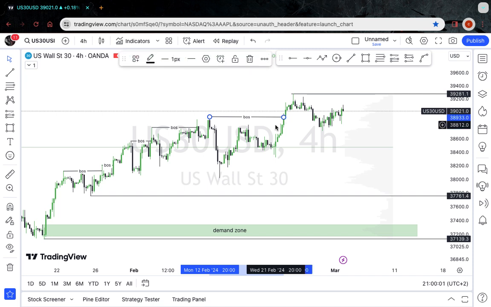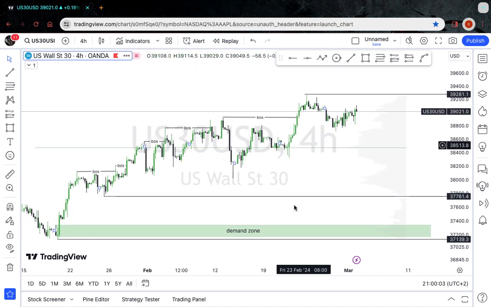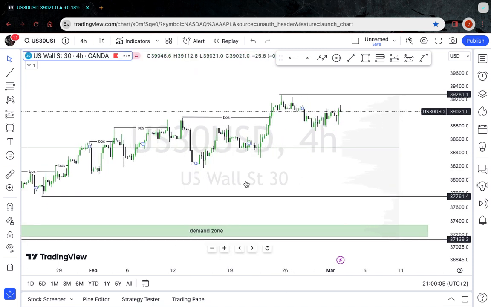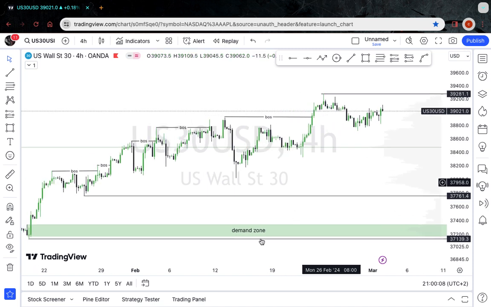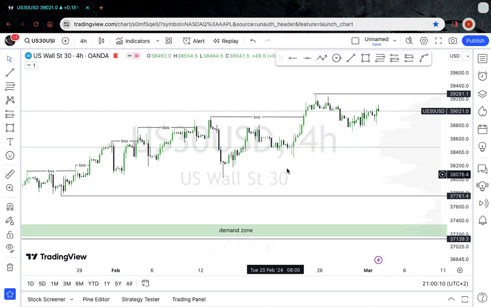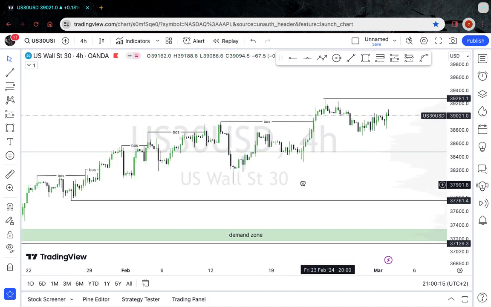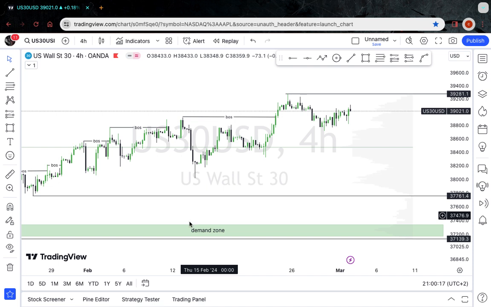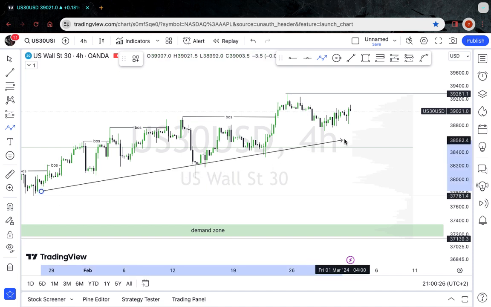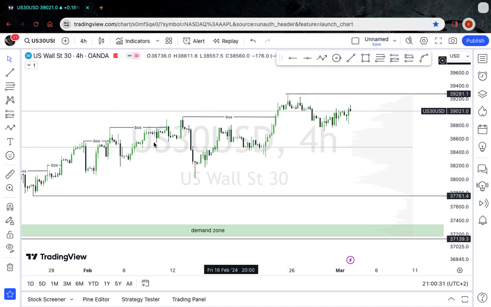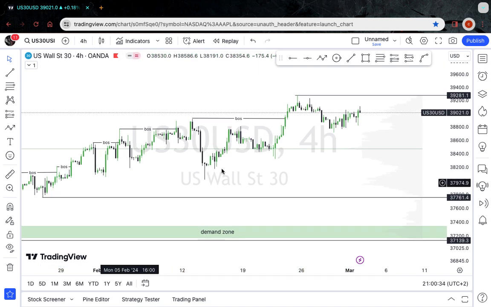So we have just marked out our last break of structure. So let's just extend the market a little bit. For now, before we focus on this area below here, we are going to be focusing on where the market gave us this low here and then it started pushing to the upside just like that. We are going to be focusing there.